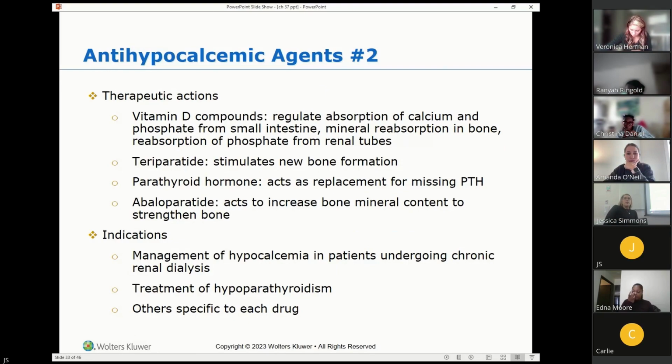All right, so the therapeutic action of vitamin D compounds, they regulate absorption of calcium and phosphate from the small intestines, mineral reabsorption in the bone, reabsorption of phosphate from the renal tubules. The drug that I couldn't pronounce, what was it? Boncity, stimulates new bone formation. You have the parathyroid hormone, which acts as a replacement for missing PTH. And then the other one that I can't pronounce acts to increase bone mineral content to strengthen the bone.